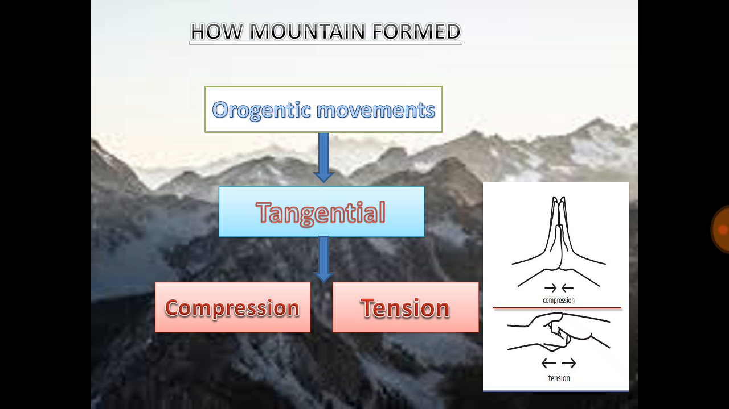See, inside the earth's crust we have two types of forces. One which will act in a tangential direction, meaning compression and tension, and another one which will act in a radial direction, meaning from inside to outside or outside to inside. So the forces which are responsible for the formation of mountains are tangential forces, meaning compressions and tensions. Orogenic movements means the movements which are responsible.